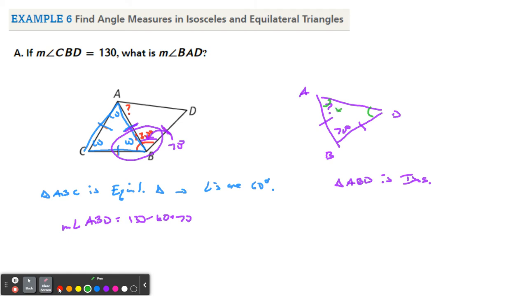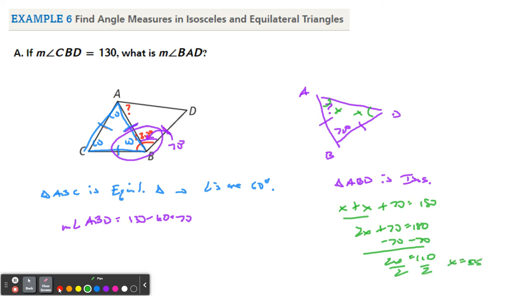So again, this is that whole x and x idea, right? We now know that x plus x plus 70 is 180. This is 2x plus 70 is 180. All right, combine those 2 x's. Subtract 70, 2x equals 110, and divide by 2, and x is 55. And that is exactly one of the angles we wanted to find. So the measure of angle BAD is 55 degrees. So what a cool example that incorporated both an equilateral and isosceles triangle.